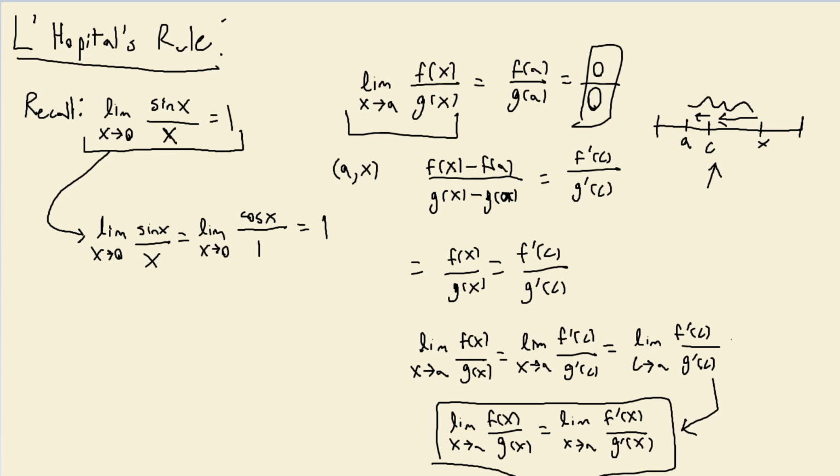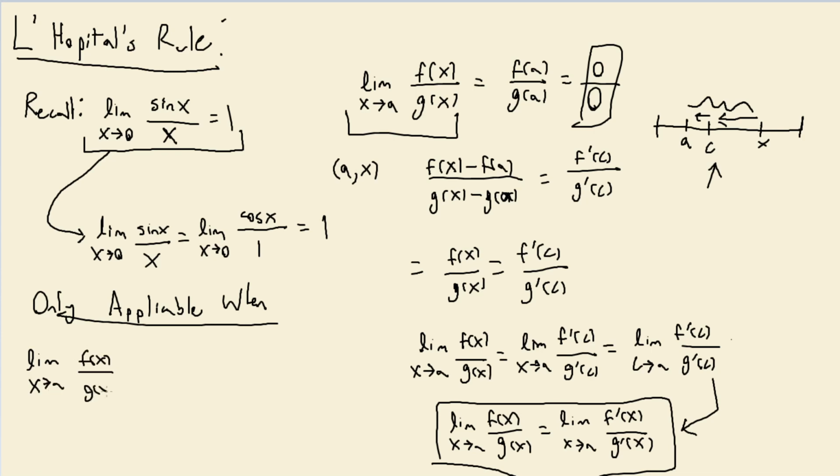As a final note here, I just want to point out and reiterate that this is only applicable when we have these indeterminate limits. And so it's only useful, L'Hopital's rule, when we have the limit as x approaches a of f of x over g of x being equal to either some 0 over 0 form or these positive or negative infinities, these indeterminate forms. This is the only situation where this is applicable.